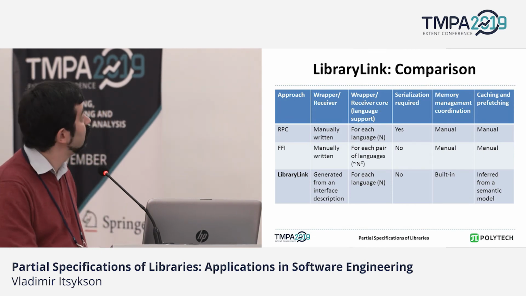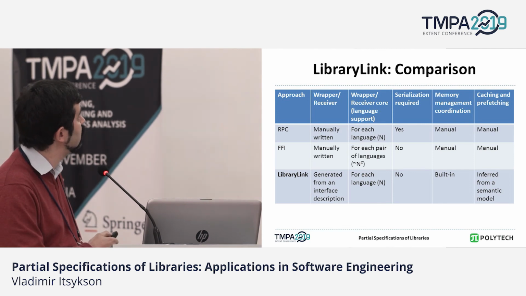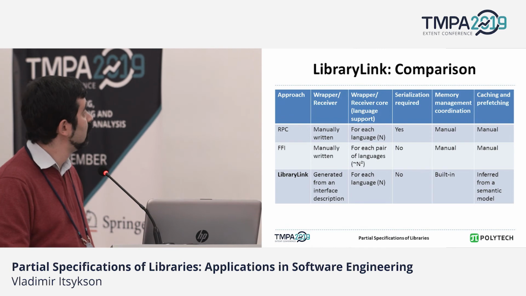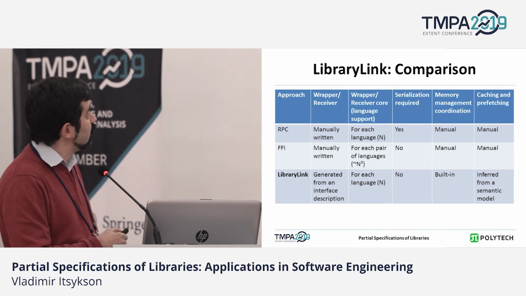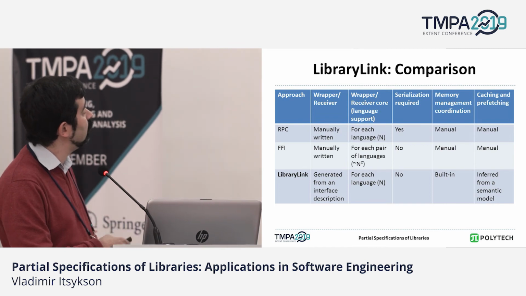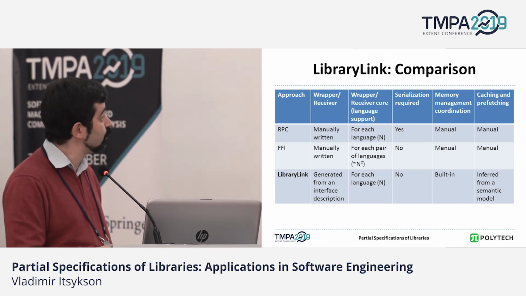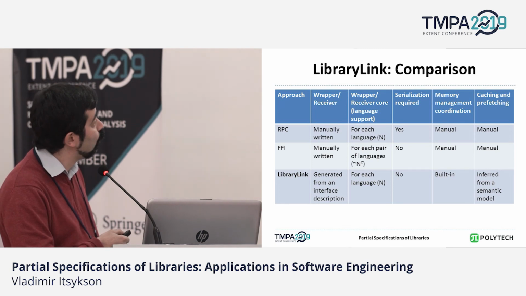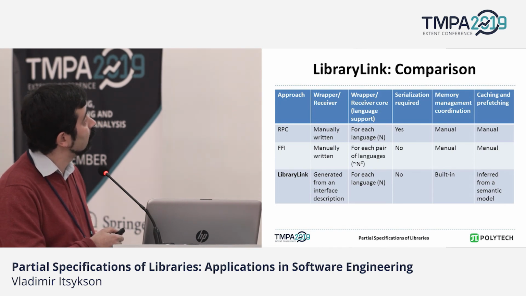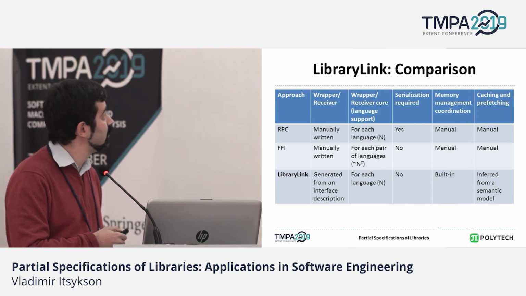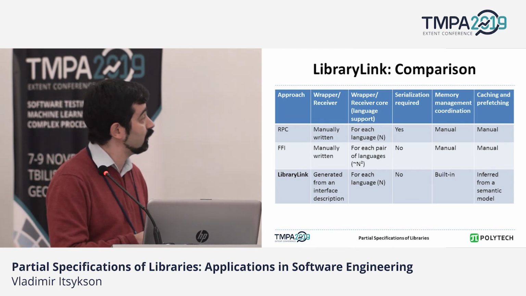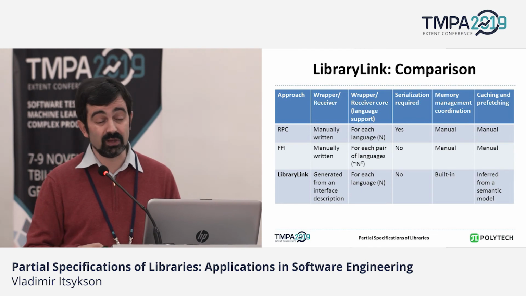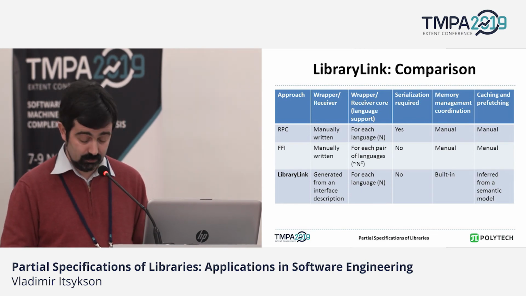we can see in this table two standard approaches based on RPC and FFI, and our approach called LibraryRing. Wrappers and receivers, in our case, are generated from the interface description, not manually as in the alternative approach. We need to create the wrapper code only once per language, but for FFI, we need to create this for each pair of languages. In this case n, and in that case n squared. Also, there are several other advantages of using automatically generated code.